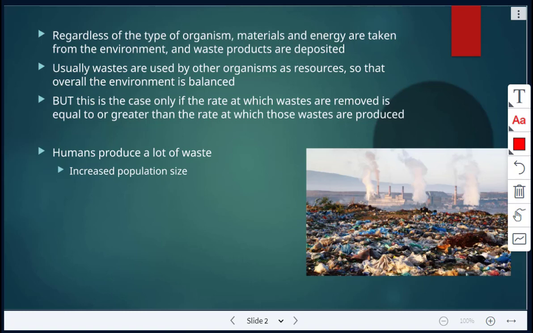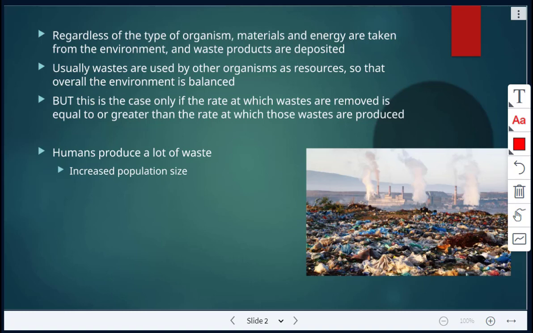So firstly, we all produce waste. It doesn't matter what type of organism it is. Regardless of the type of organism, materials and energy are taken in from the environment and waste products are deposited. All organisms do that. It's one of the characteristics of life that we've talked about before.